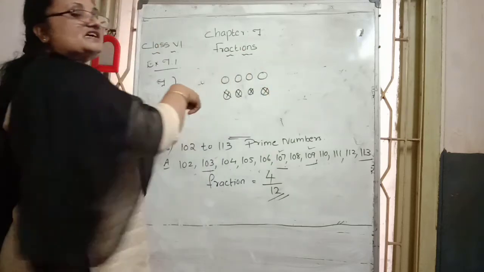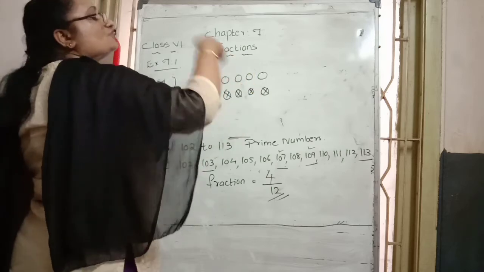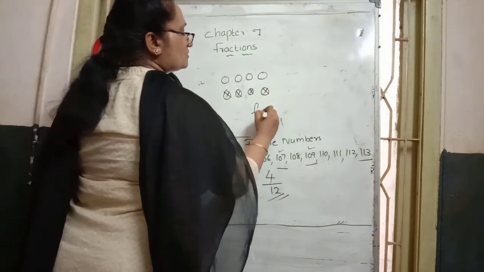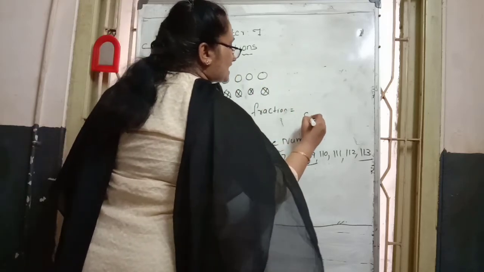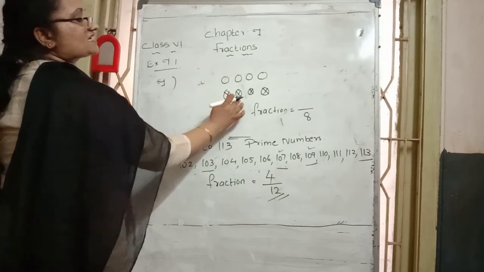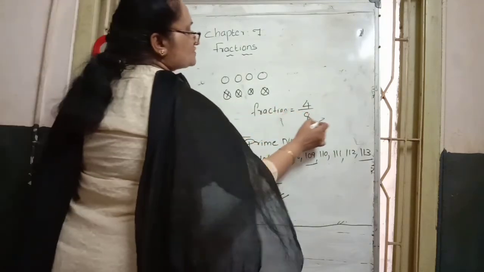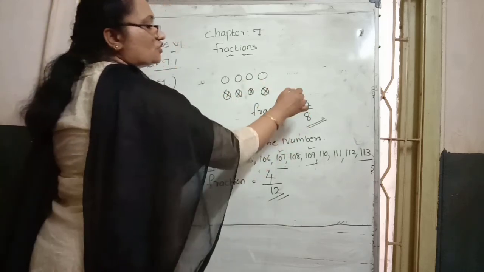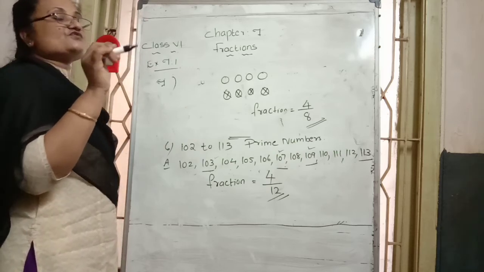But how many circles are there in total? The total number of circles is 8. Of those 8, 4 have an x sign. So how can we write it in fraction form? We write the total number of circles, 8, in the denominator of the fraction line, and in the numerator, the number of circles with an x sign, which is 4. That's why we can write it as 4 by 8, or 4 upon 8. We read the fraction as 4 by 8.